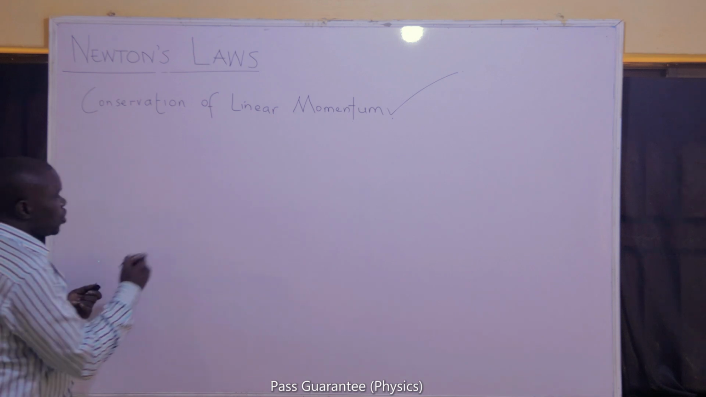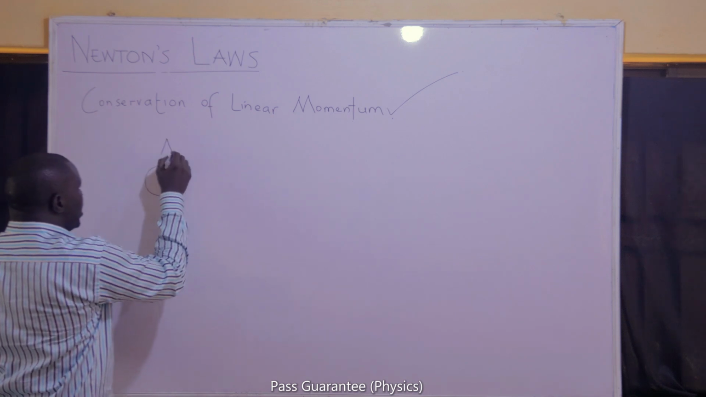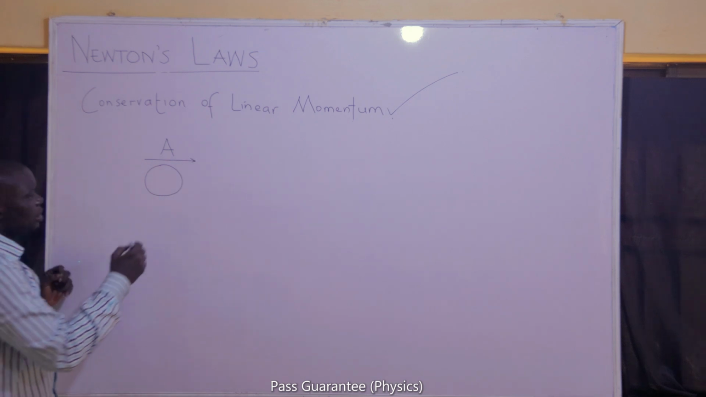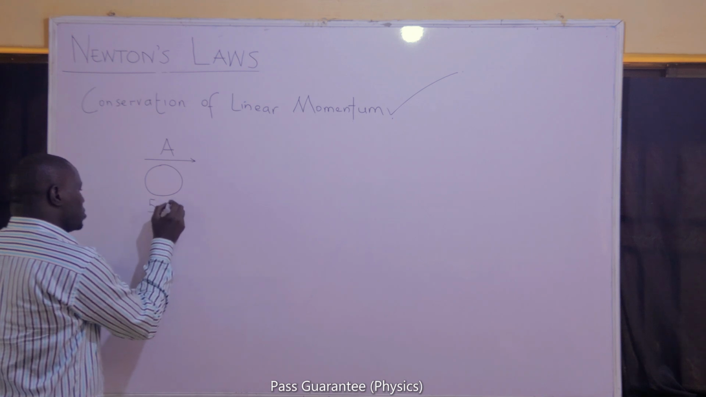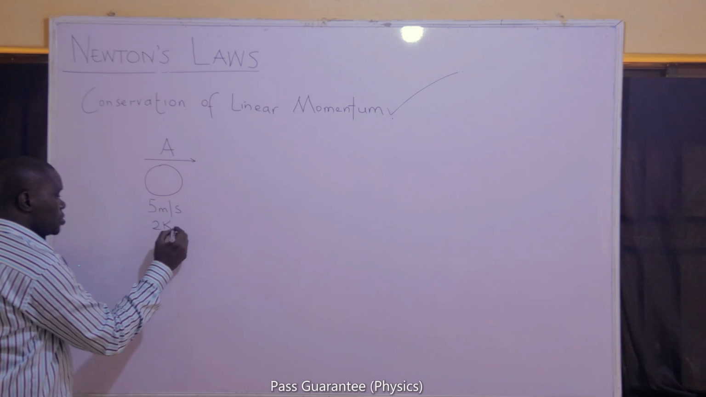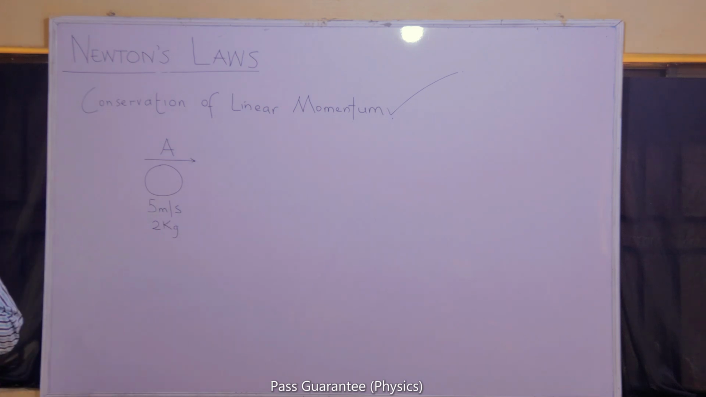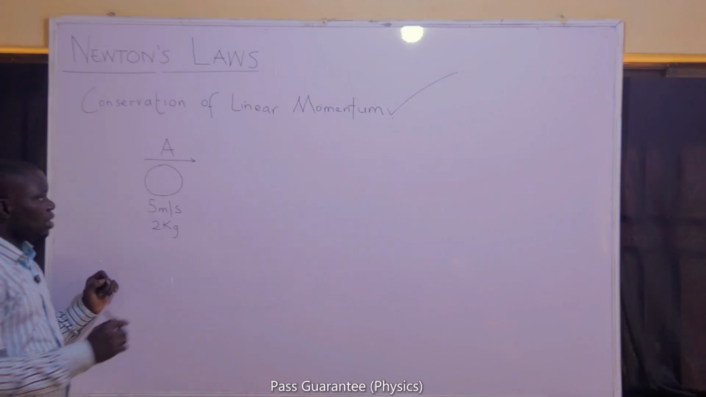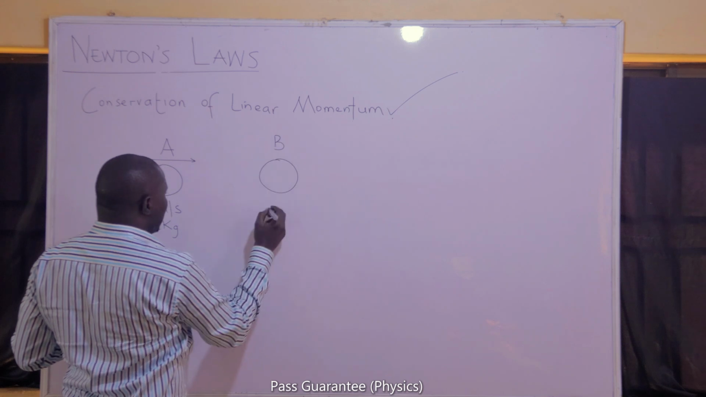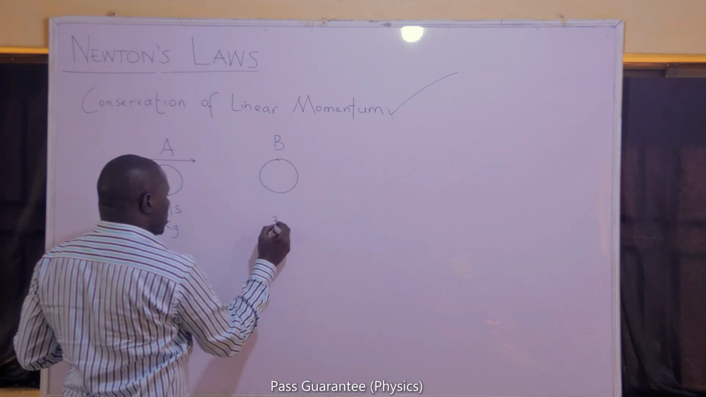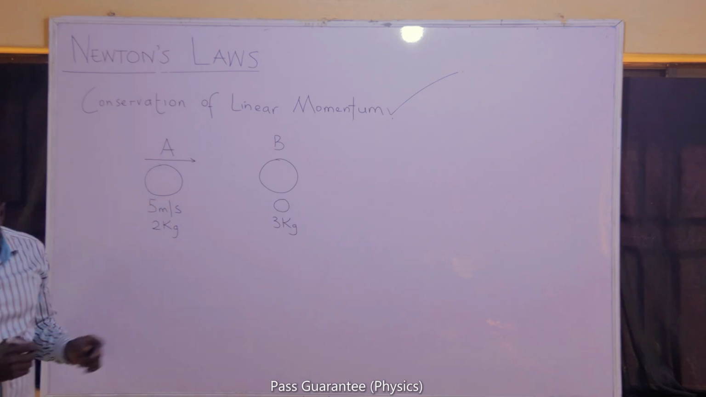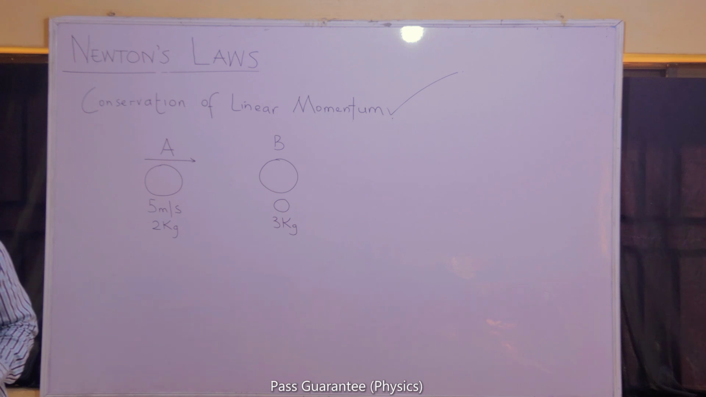We are told that there's a trolley. That trolley is called trolley A. It was moving with a velocity of 5 meters per second. Its mass is 2 kilograms. It collides with a stationary trolley B of mass 3 kilograms. Because it is stationary, the velocity will be 0. After the collision, the two travel on together at 2 meters per second.